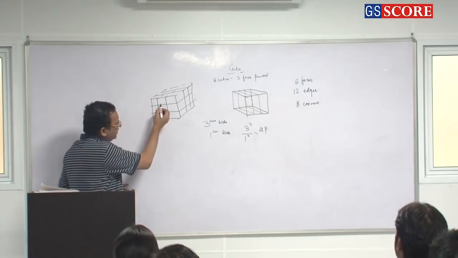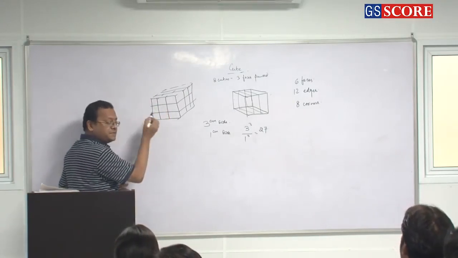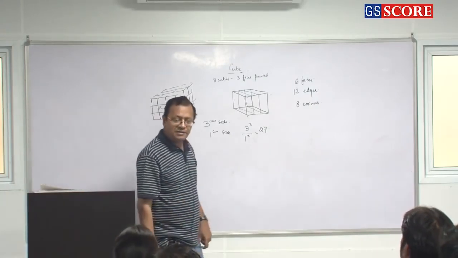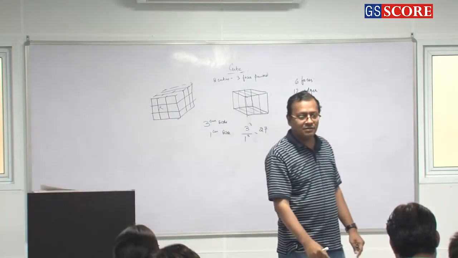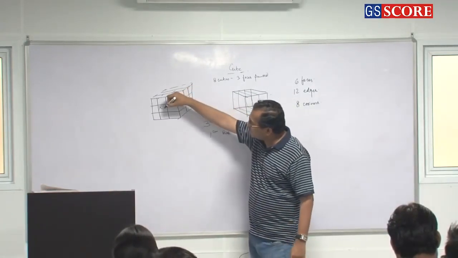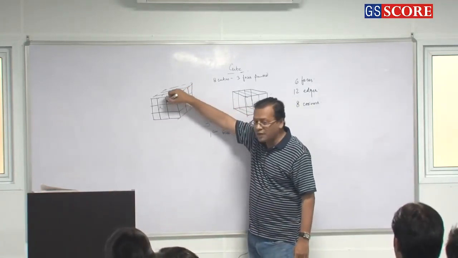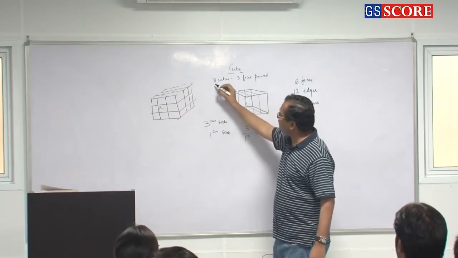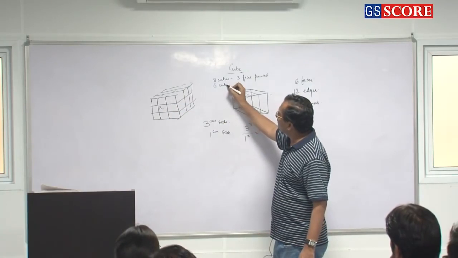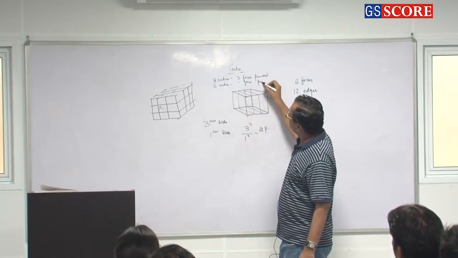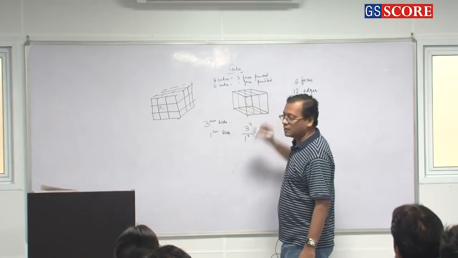Now this is on each face, consider on each face. This is a cube which has got one face painted. So how many cubes are there on each face? The middle one, 1 cube. How many faces are there? 6. So 6 cubes are there having one face painted. Clear or not?